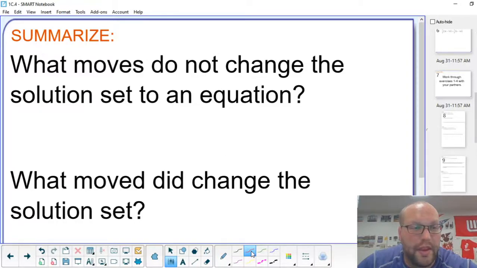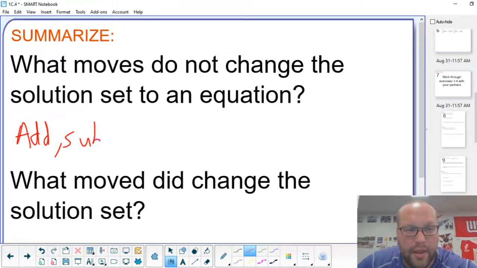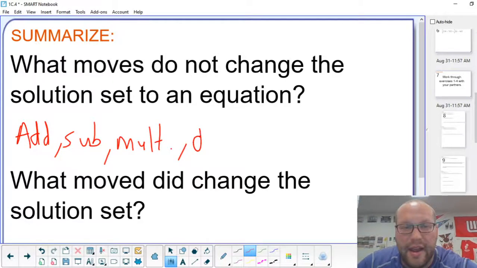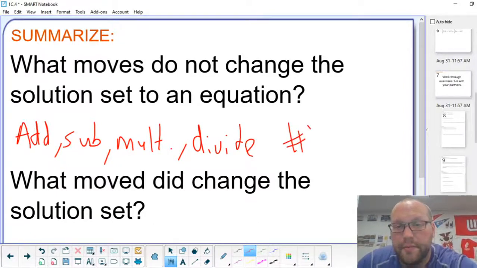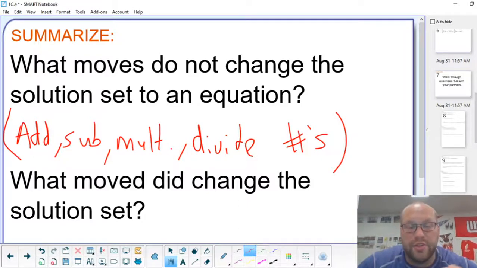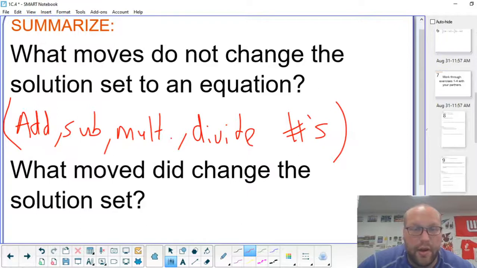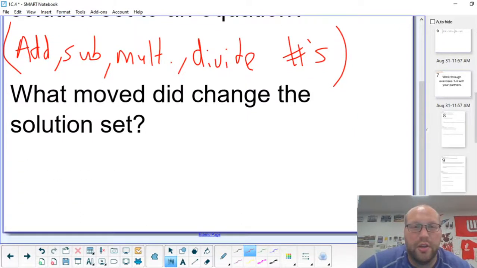We know that we can add a number, we can subtract a number, we can multiply by a number. Now be careful with that. Dividing by a number, we know all of that stuff, like adding constants to equations. We know that that stuff doesn't change solutions to equations. So changing the order of the equation, distributing, any of those properties don't change it. But what moves, good word, what moves did change the solution sets?